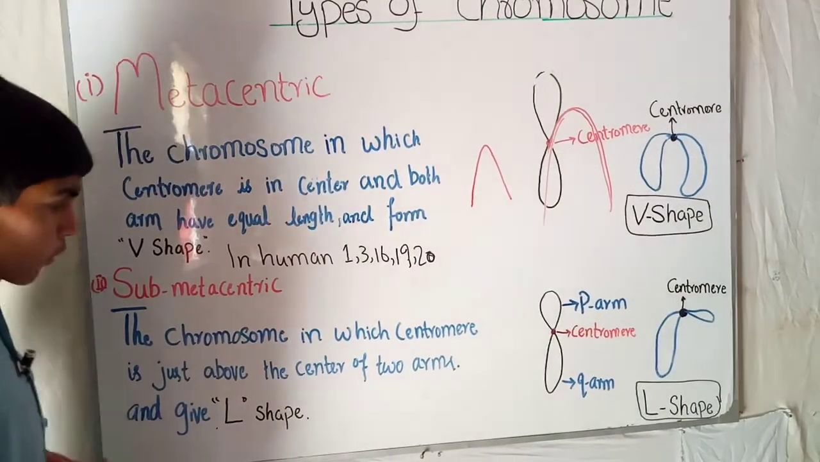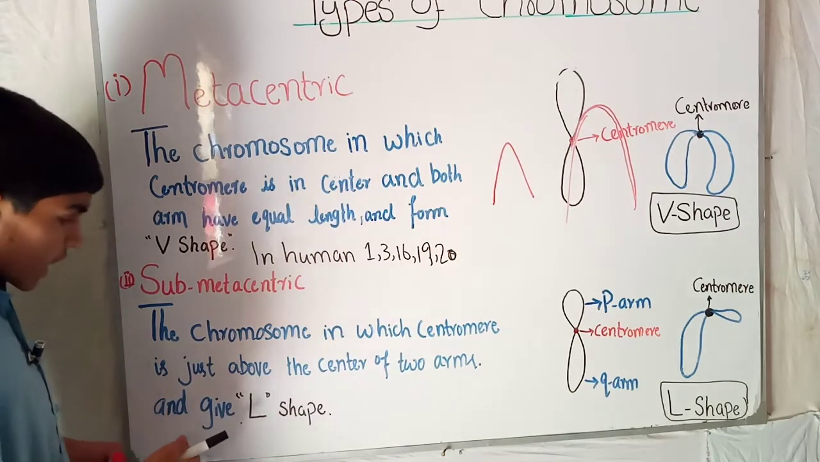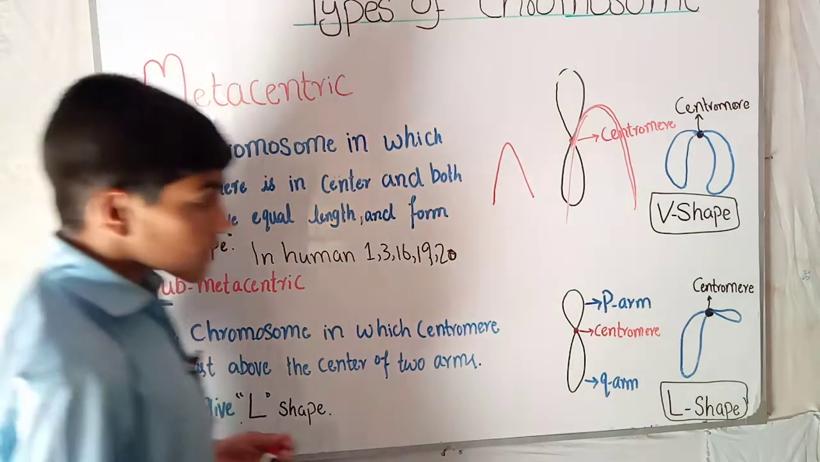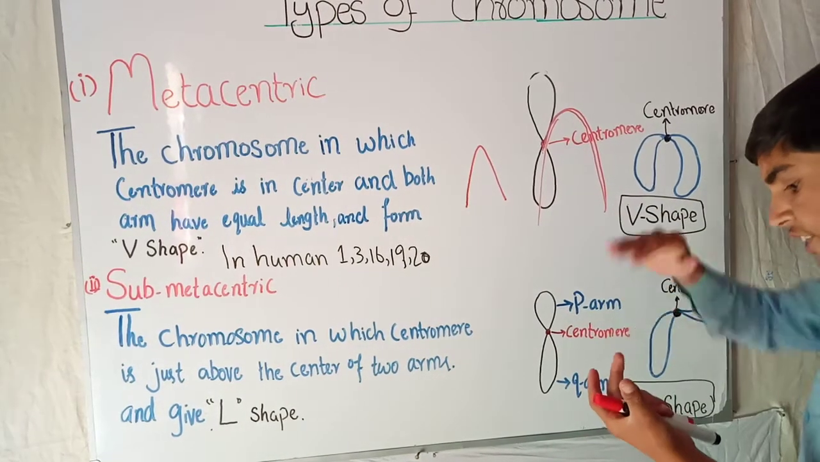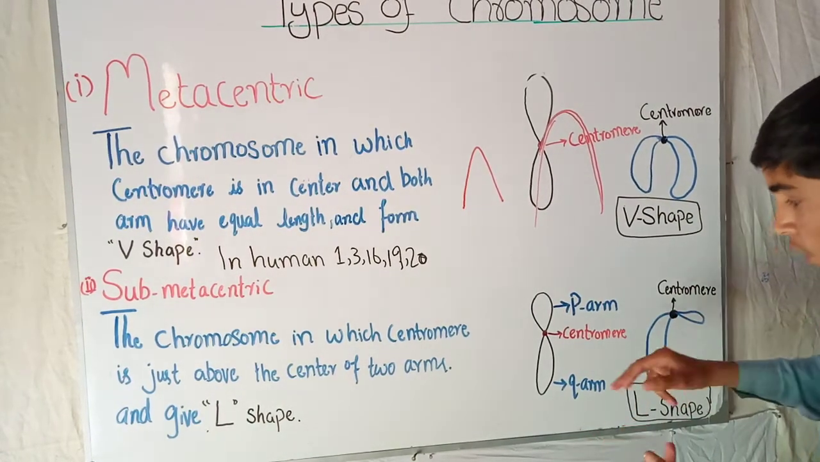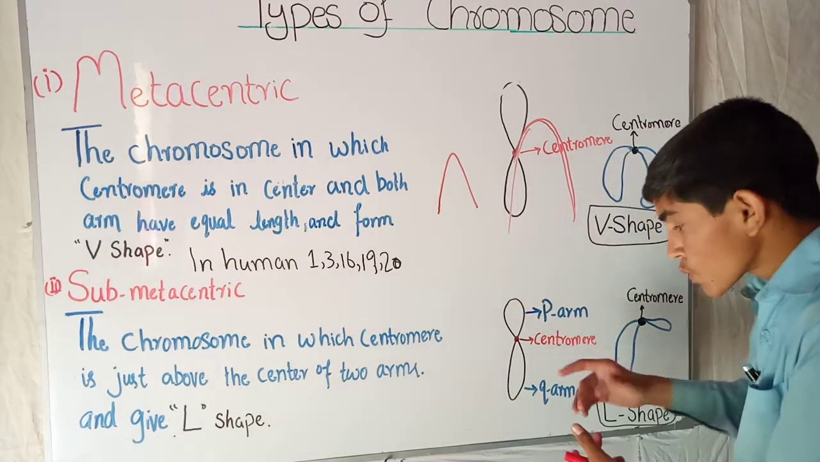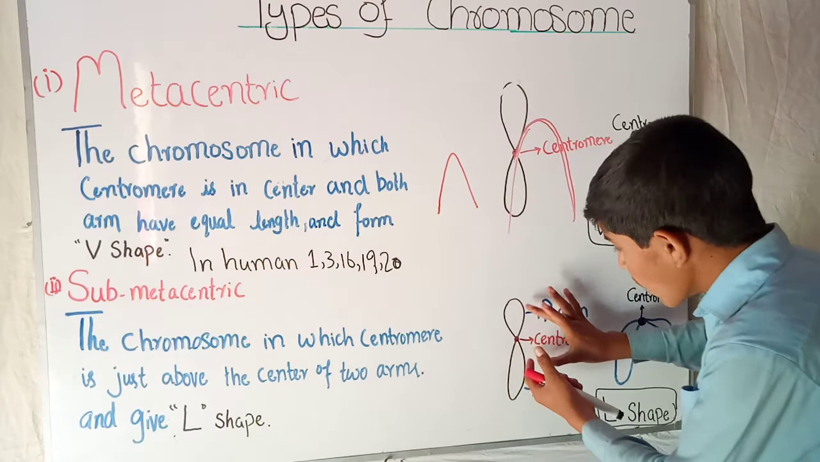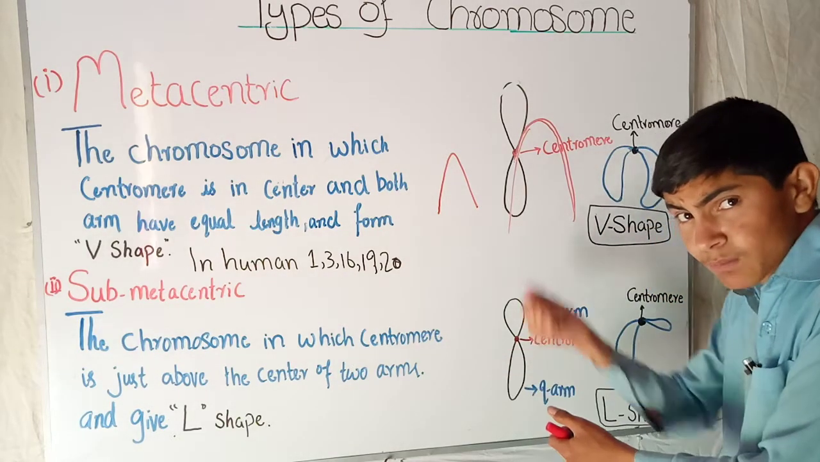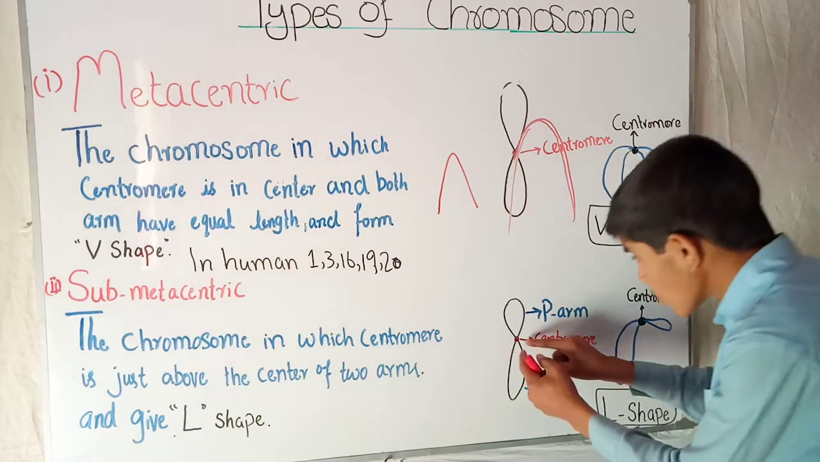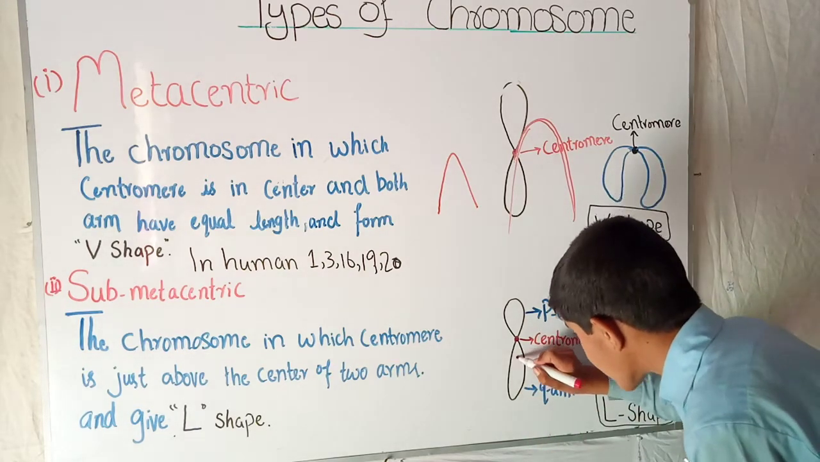The second one is the submetacentric. This is a chromosome in which the centromere is just above the center of the two arms, and it gives an L shape. Here the word sub means a little below, so in the diagram the centromere is just above the center position.